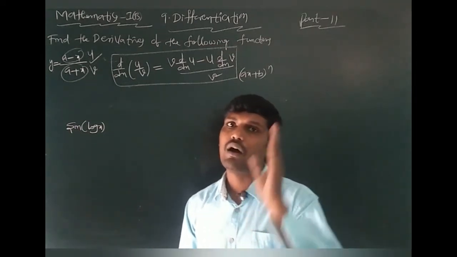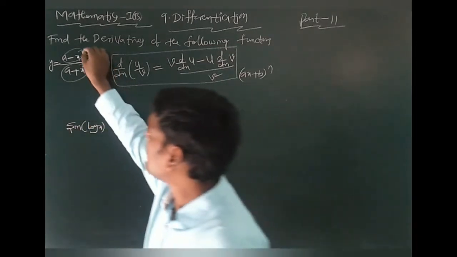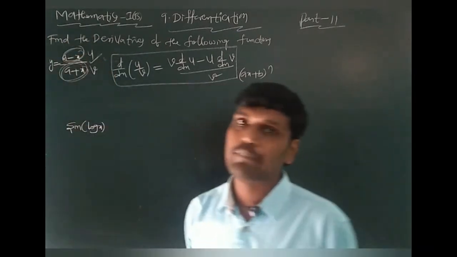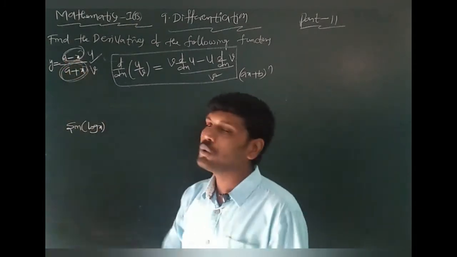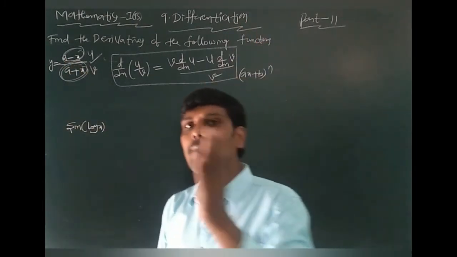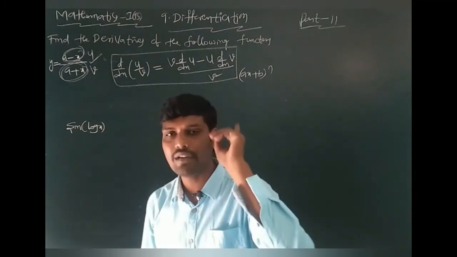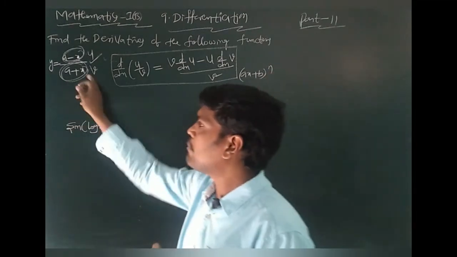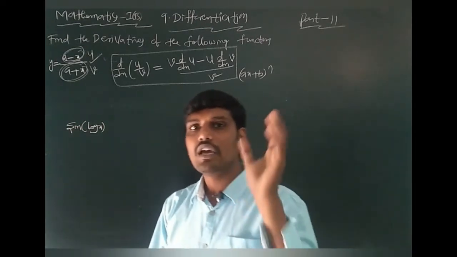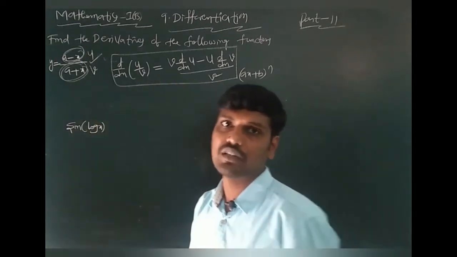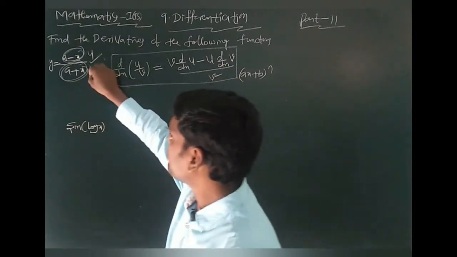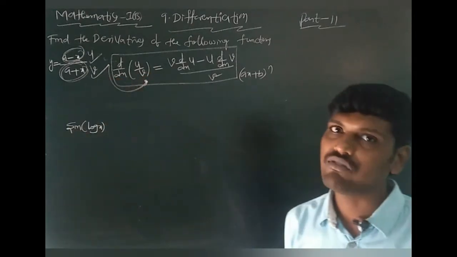In this formula you can write a minus x in place of u and a plus x in place of v. Here, the derivative of u, nothing but a minus x: a derivative is 0, minus x derivative is 1, you get minus 1. For a plus x, a derivative is 0 plus x derivative is 1. So the derivative of a plus x is 1, and the derivative of a minus x is minus 1. This is the first problem using the u by v formula.